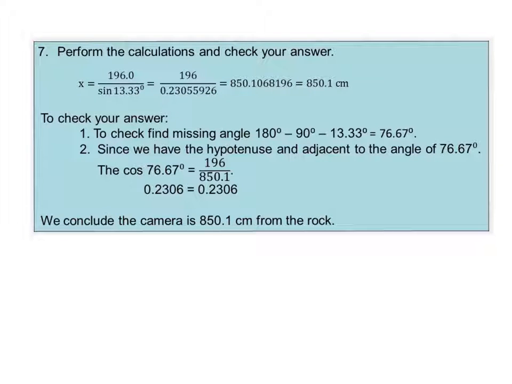In our final step, we're going to perform the calculations and check our answer. And when we perform our calculations, it comes out to 850.1 centimeters. And we're going to check our answers. We're going to, first of all, check the angles of our triangle, and those are correct. And then we're going to check the hypotenuse and the adjacent to make sure that 850.1 is correct. And that works out with our cosine. So now we can conclude the camera is 850.1 centimeters from the rock.